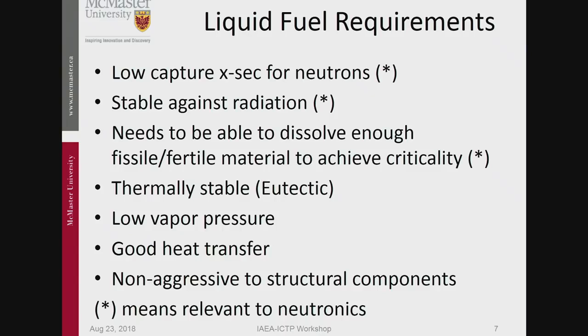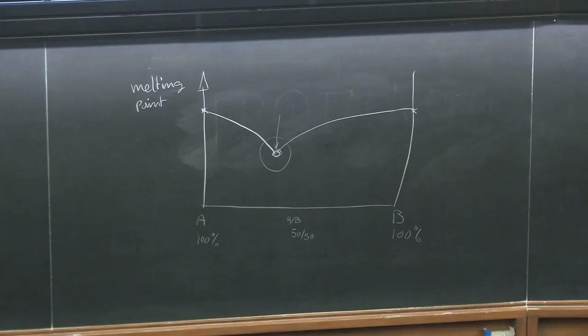Okay, it has to have low vapor pressure, the fuel, a good heat transfer, and it has to be non-aggressive to structural components, of course. Now, again, that is a chemical thing, and in my opinion, and I'm giving my opinion now, that is where most of the work with molten salt reactors is going. It's in the chemistry of the salt and the interaction with the structural materials. All right?